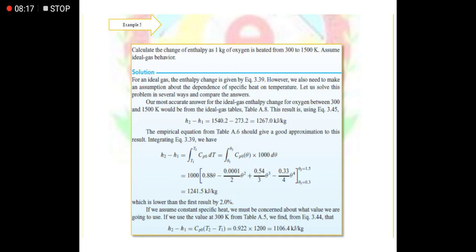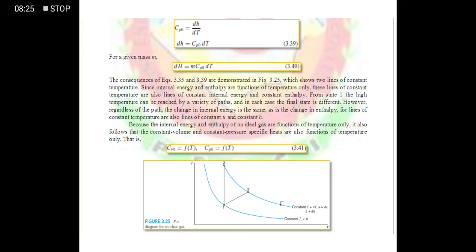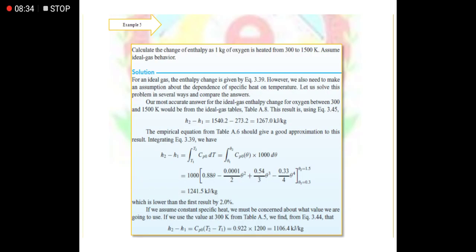So, solution: for an ideal gas, the enthalpy change is given by equation 3.39. Where is 3.39? It's this one. The change of enthalpy is given by this Cp sub O dT. So the change of enthalpy is a function of temperature from equation 3.39. However, we also need to make an assumption about the dependency of specific heat on temperature, since the specific heat changes, or accumulates, due to the change of temperature. Let us solve this problem in several ways and compute the answers.